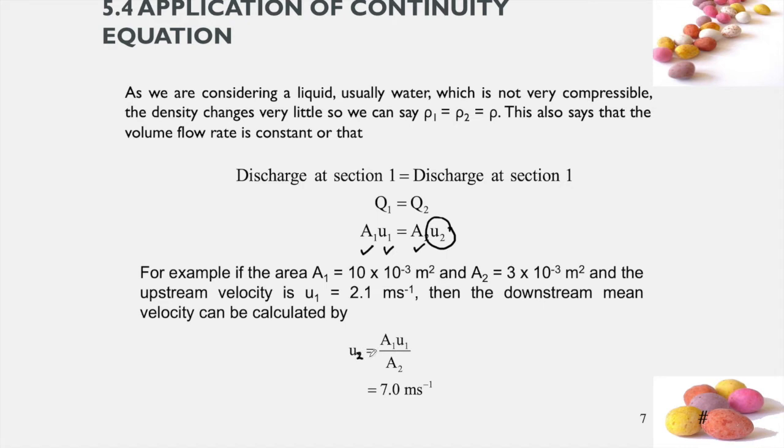Okay, u2 equal to a1 u1 over a2. Then you substitute all the values given in this equation. Then you get u2 is 7 meter per second. So that is how we apply the continuity equation in the question.